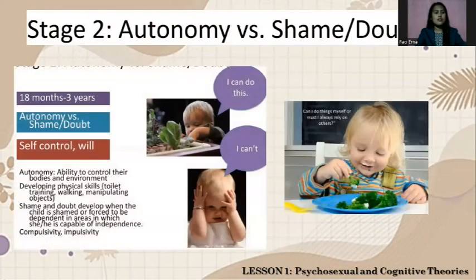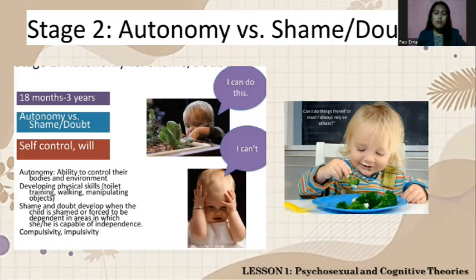Okay, so this is 18 months to 3 years old. It's all about self-control and will. The autonomy is the ability to control their bodies and environment. Developing skills: toilet training, walking, manipulating objects.